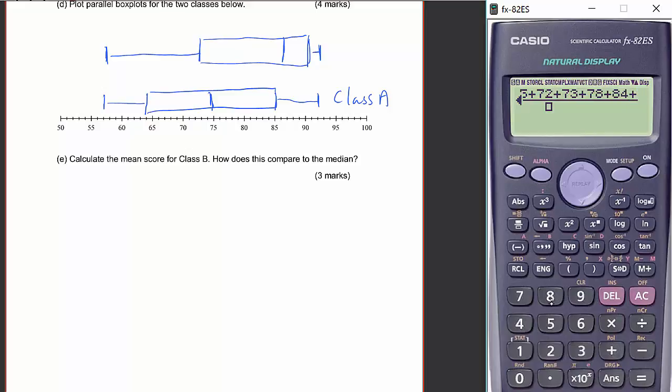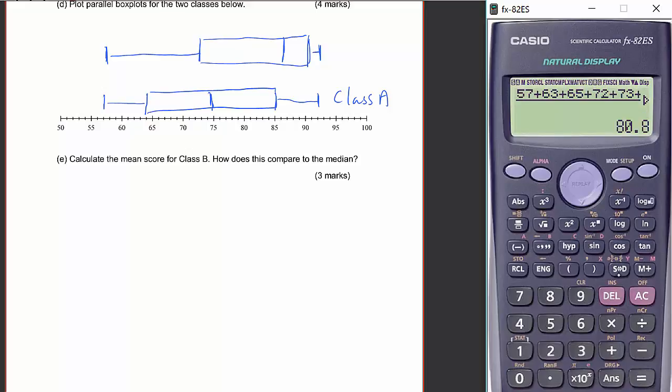an 86, an 87, 89, 91, second 91, and then 3 92s. And we've got to divide that by the number of pieces of data. Just count them: 1, 2, 3, 4, 5, 6, 7, 8, 9, 10, 11, 12, 13, 14, 15. There's 15 of those, just as there was with Class A.